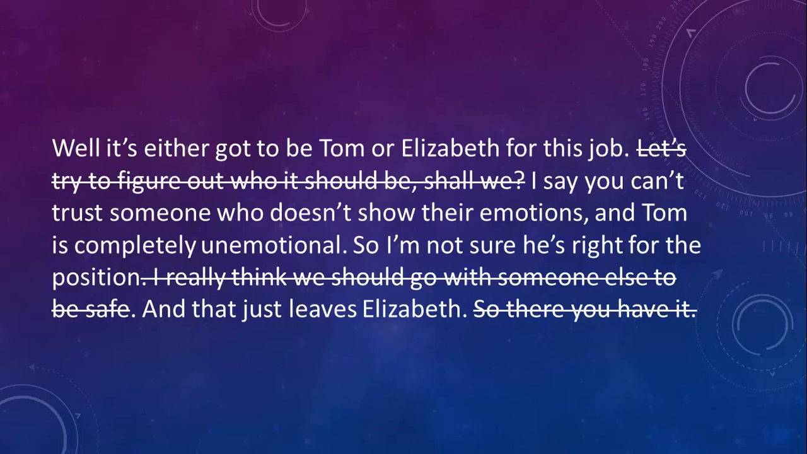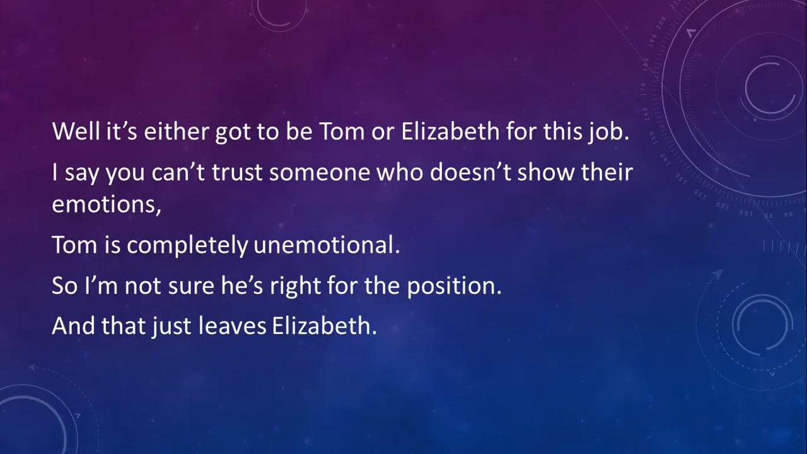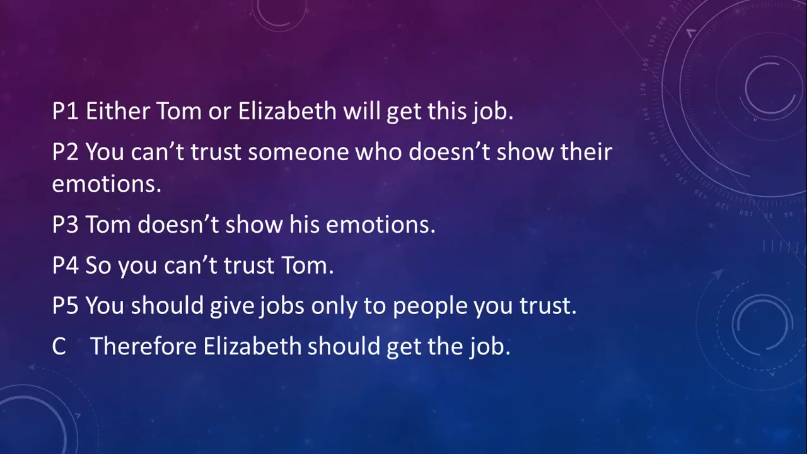Okay. So rewrite it in a relatively cleaned up form, and then clean it up even more. Either Tom or Elizabeth will get this job. You can't trust somebody who doesn't show their emotions. Tom doesn't show his emotions, so you can't trust Tom. And implicitly, there's an implicit premise here that you should only give jobs to people you trust. Right? That was the implied part of this argument.